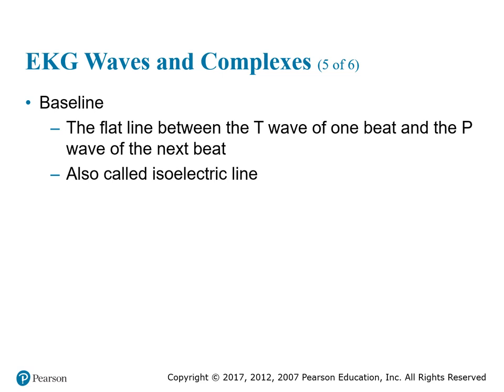Your baseline is the flat line between the T wave of one beat and the P wave of the next beat. This is also called an isoelectric line. Atrial contraction occurs during the P wave and the PR segment. Ventricular contraction occurs during the QRS and the ST segment.